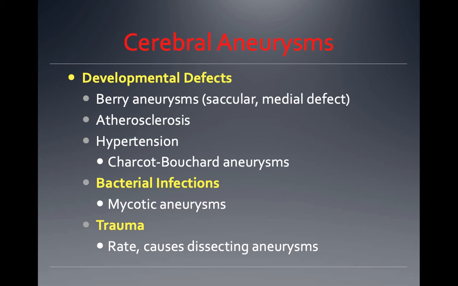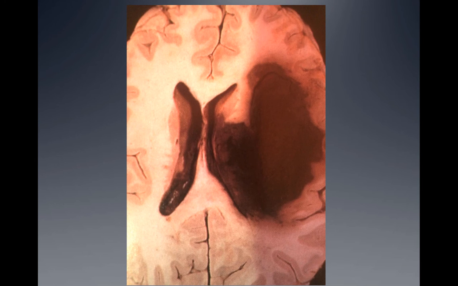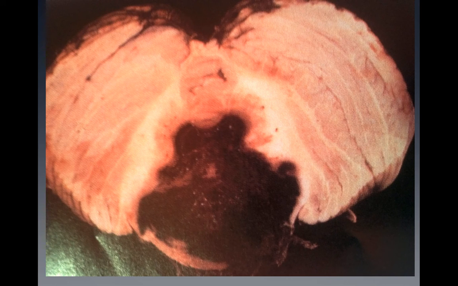Trauma can also cause what's called a dissecting aneurysm. So symptoms are often abrupt. Weakness is the number one symptom, and then death can occur. So this is showing you an aneurysm that occurred and the trauma that happened to the brain. Another aneurysm, and then the bleeding on the brain. This is in the cerebellum.